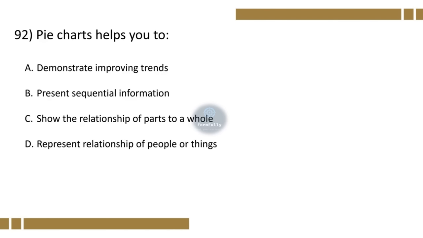Question 92. Pie charts help you to, option A, demonstrate improving trends. B, present sequential information. C, show the relationship of parts to a whole. D, represent relationship of people or things. And the correct option is C.